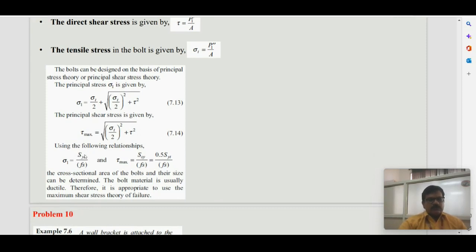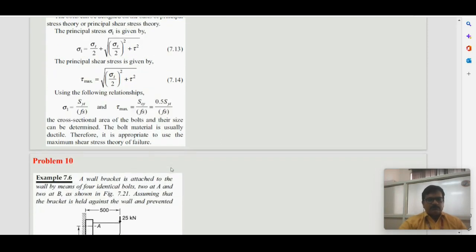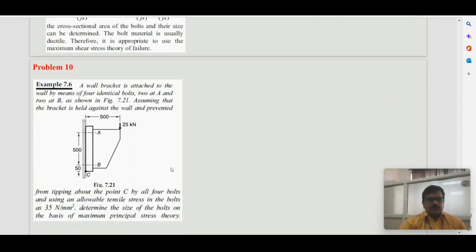And we will use this sigma 1, that is maximum principal stress, equal to yield point stress divided by factor of safety, that is allowable tensile stress, and this tau max is equal to the yield point in shear divided by factor of safety. So this yield point in shear is half of the yield point in tension, divided by factor of safety. So with this we are going to calculate the diameter.